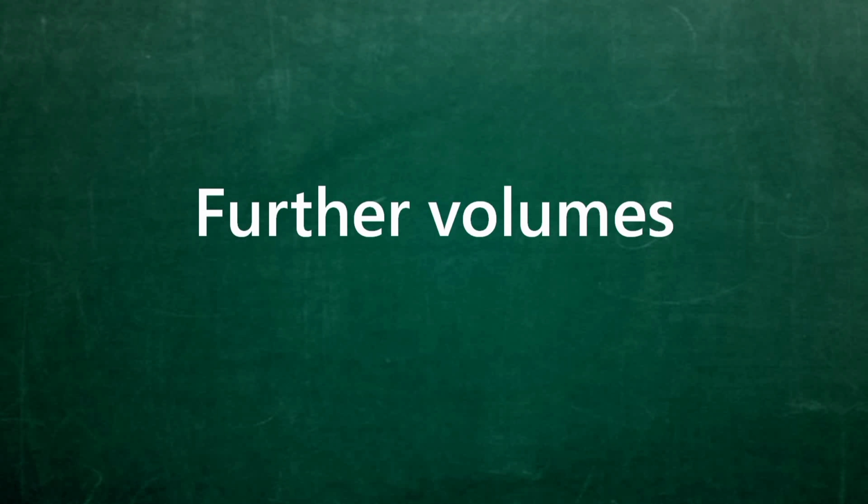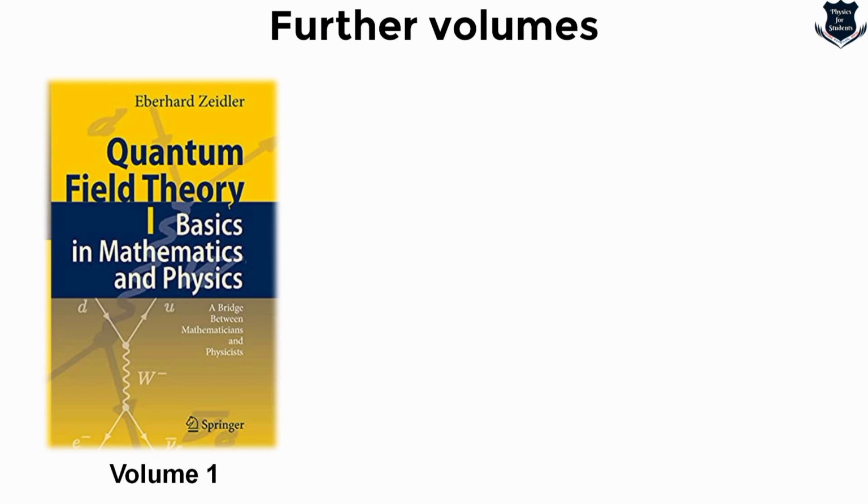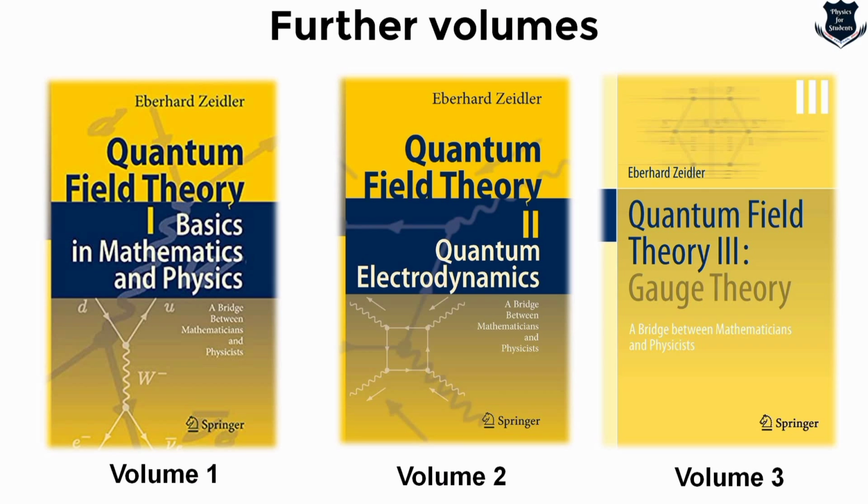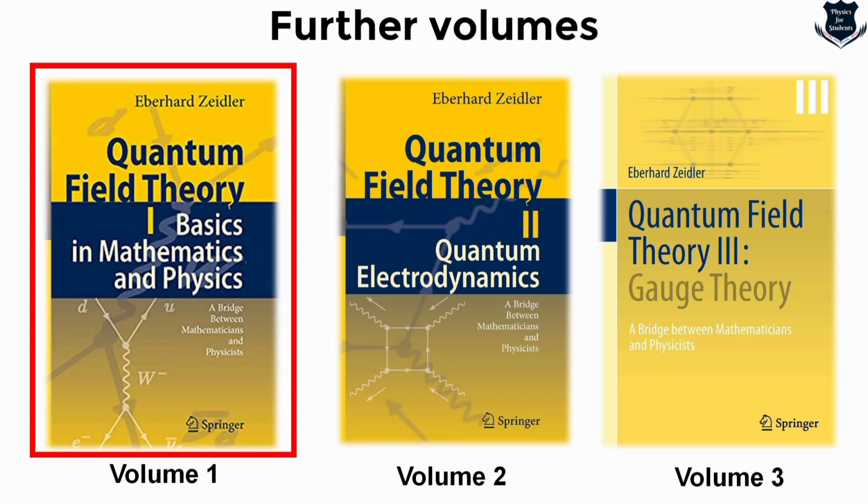Now remember one thing: the book that we are talking about is not just one volume that completes the entire quantum field theory. There are several volumes, which we will look into. The first volume, which we are talking about, is the Basis in Mathematical Physics. The second volume, written by the same author obviously, is on quantum electrodynamics. The third book is Quantum Field Theory 3, which talks of gauge theory. So these are the first three volumes, but right now we will go with the first volume. But wait, we are not done yet.